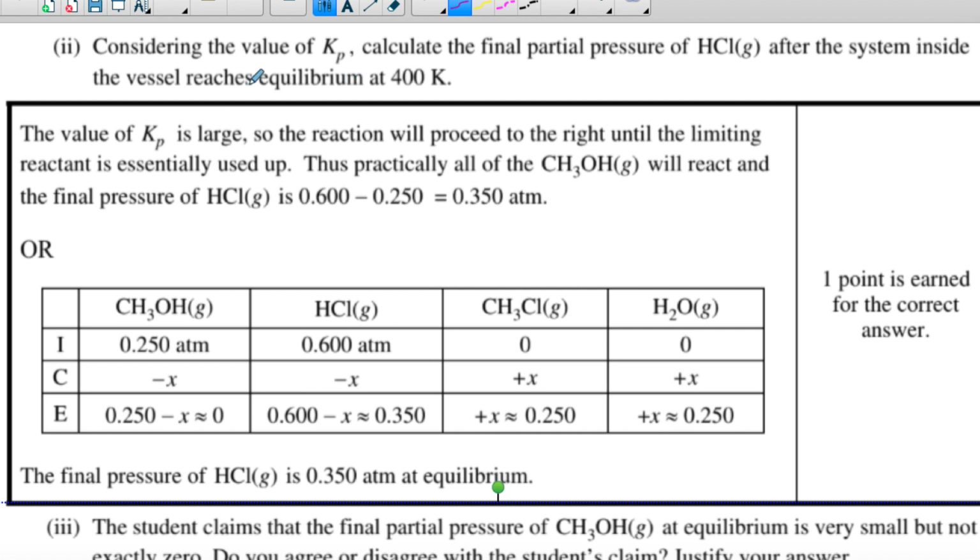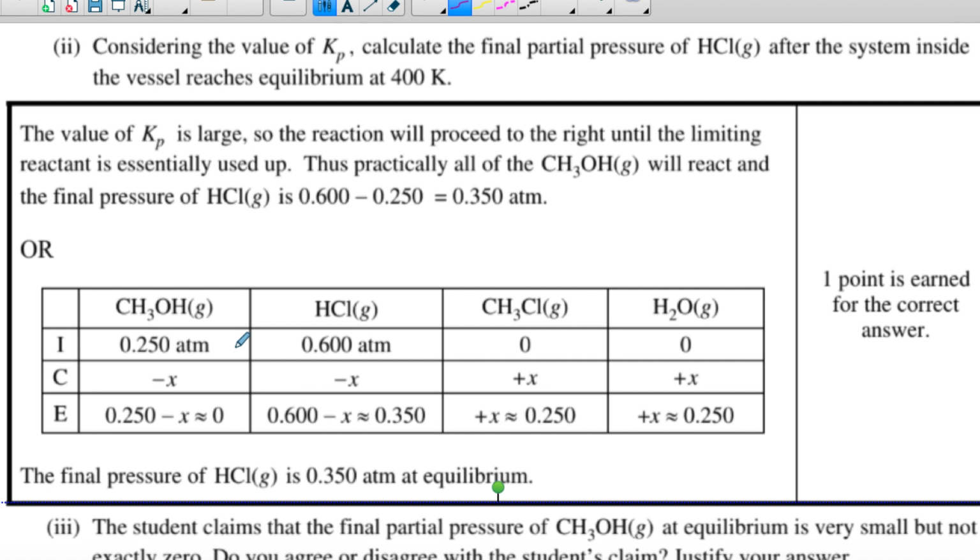Using the value of Kp, calculate the final pressure. So when in doubt, ICE it out. You can say, I got 0.25, I got 0.6, this is 0, and this is 0, because they didn't mention having any CH3Cl or H2O in the vessel. You know that the reactants go down, the products have to go up because you started at 0. You know minus x, plus x, plus x. You can determine that the x here is 0.25.